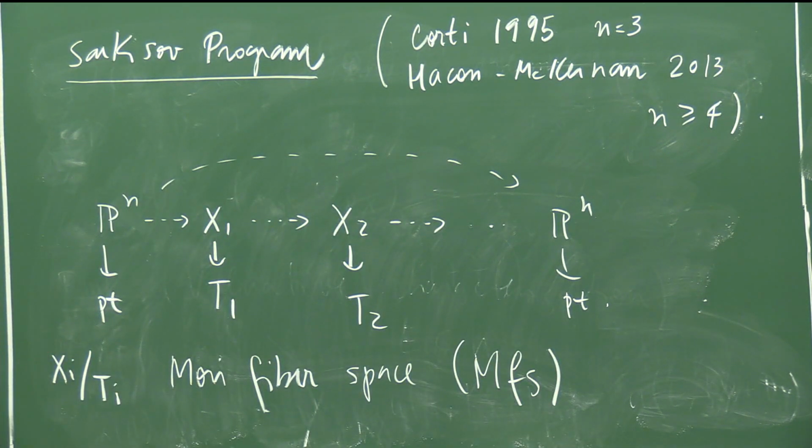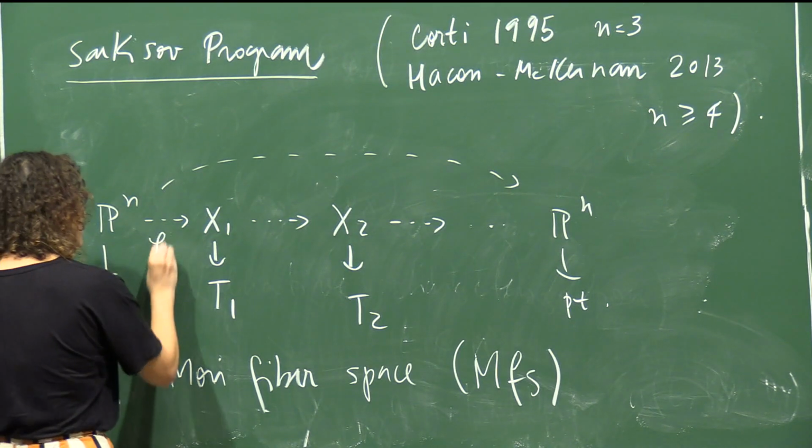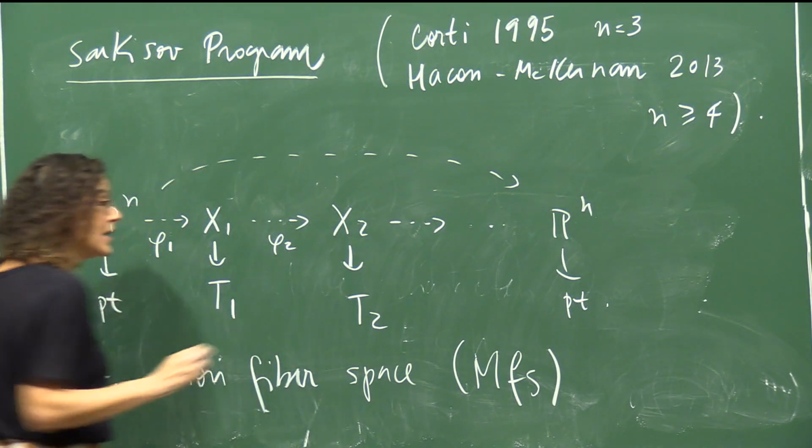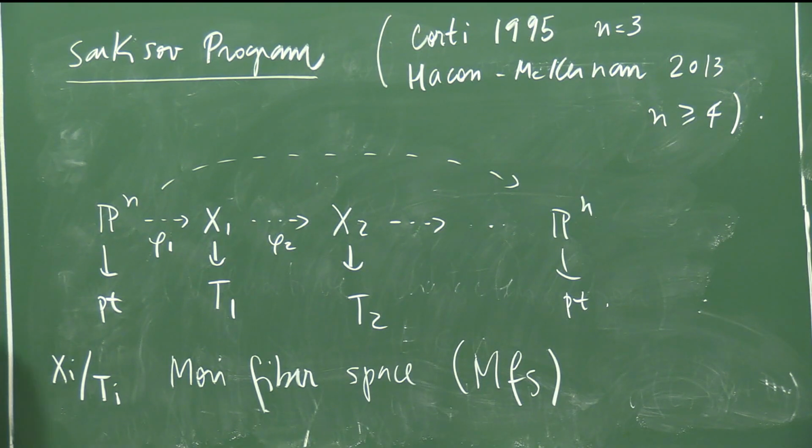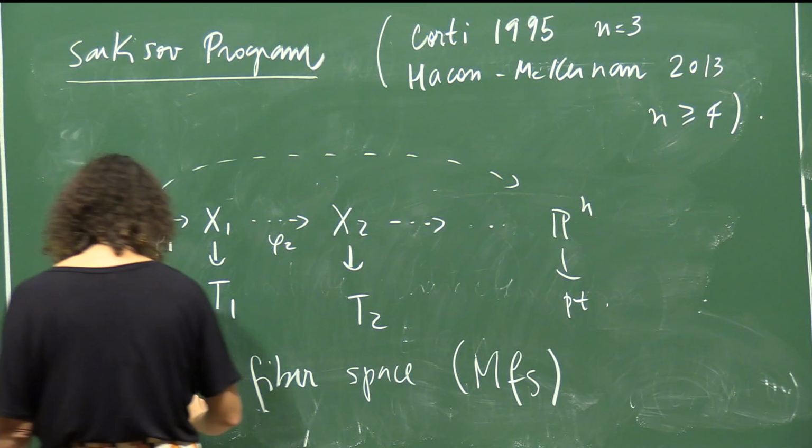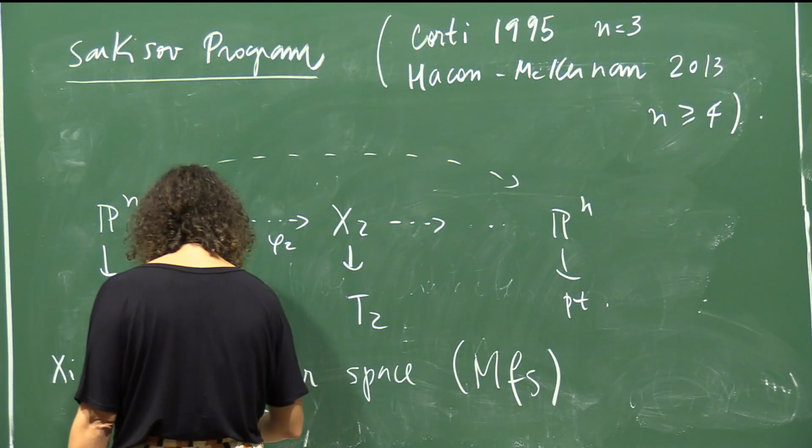These are possible outcomes of the minimal model program applied to some rational variety. If you start with some rational variety and apply the minimal model program, you may get to Pn, but you may get to many other possible outcomes. So these intermediate varieties are precisely these possible outcomes of the minimal model program. And these simpler maps, phi i, I don't want to define them precisely, but these are what we call a Sarkisov link or an elementary link.